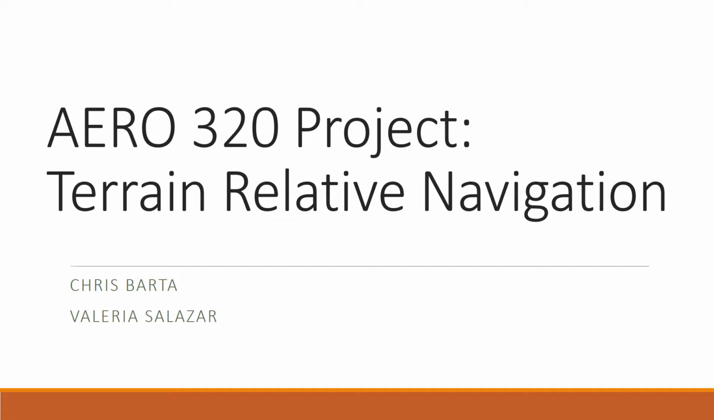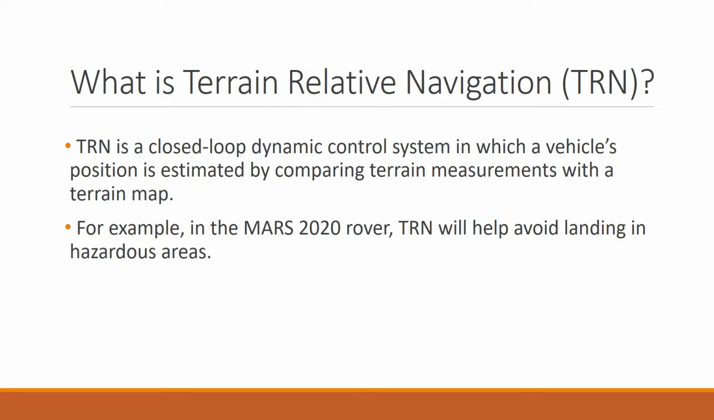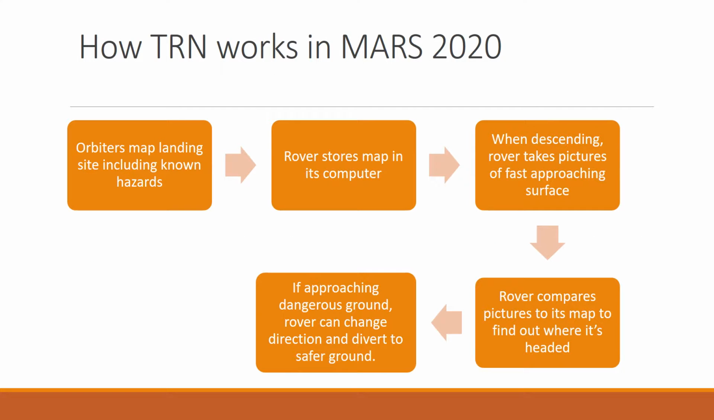Today we will discuss the Terrain Relative Navigation System, or TRN system, that is going to be used on NASA's Mars 2020 rover. So what is TRN? TRN is a closed-loop control system that uses terrain measurements to estimate position. It basically decides where the rover will land without putting it in a rocky or dangerous place on Mars. So how does it work?